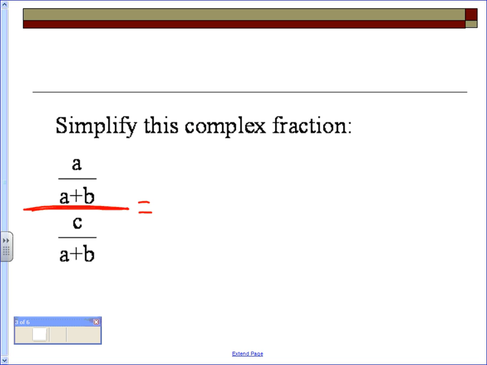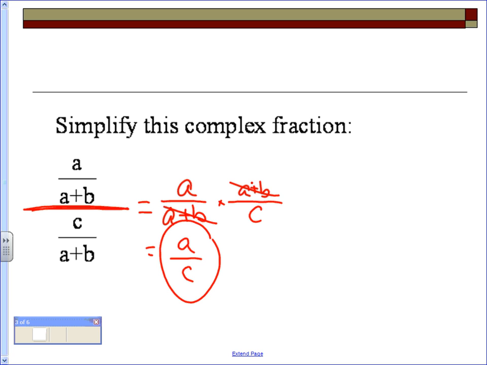So what would I do with this one? A over A plus B times A plus B over C. Why is it just A over C? This term and this term all cancel out. So you just have A over C. Y'all see how that works?